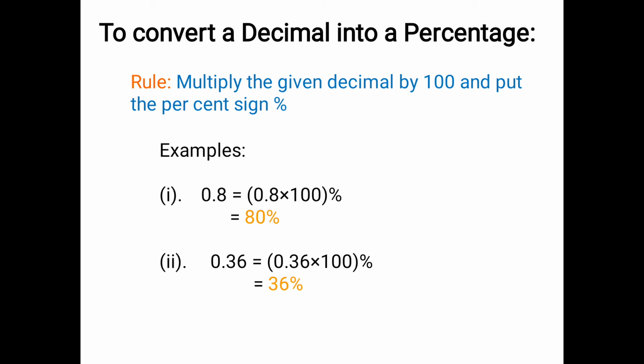Okay, and the next one is 0.36. We have to multiply with the same rule. So 0.36 into 100. If you multiply, the answer will be 36 percentage. So this is how to convert a decimal into a percentage.